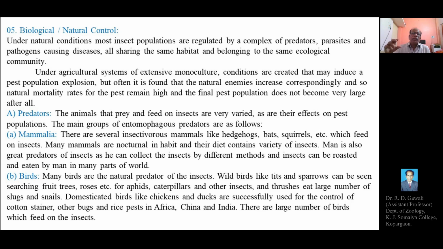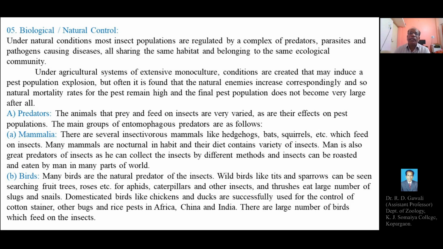The animals which predate and feed on insects are very varied, and so are their effects on the pest populations. This means there are different types of predators, which predate upon different categories or types of insect pests, and the main groups of the entomophagous predators are as follows. Entomophagous means the predators which feed particularly on insects. The main groups of entomophagous predators are explained below, and we'll explain them one by one.